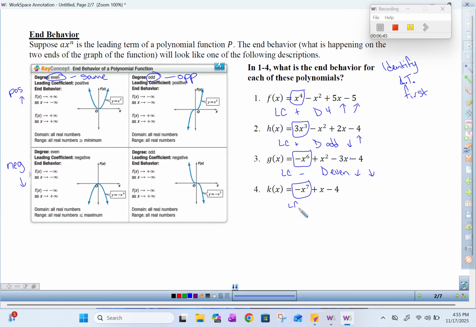This one had a leading coefficient that was negative and a degree that was odd. Okay, so that means we're going to have to end down, and that means we'll have to start up in order for that to be opposite directions.